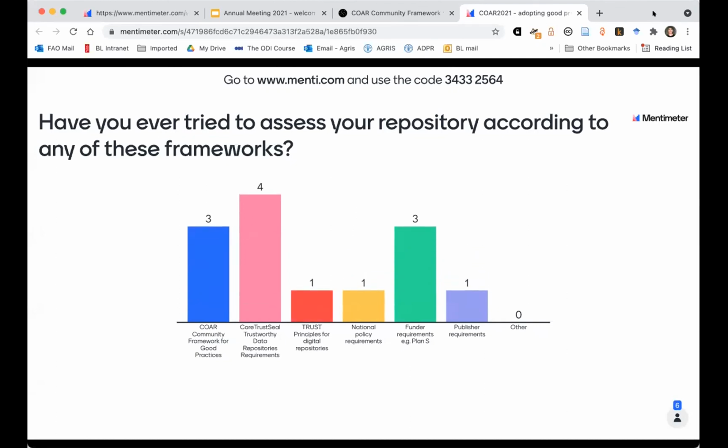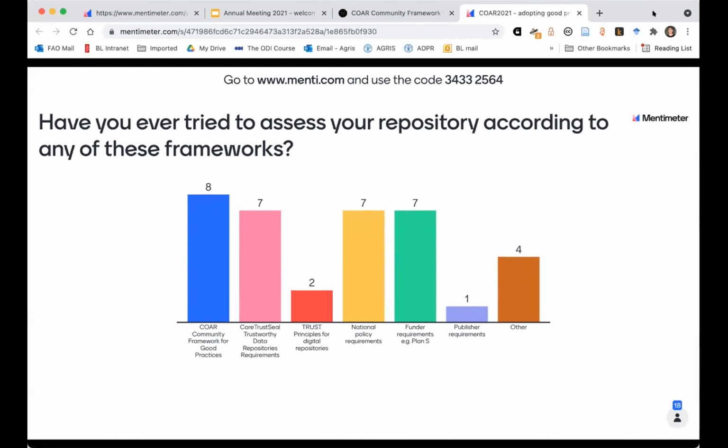Right, the question was, have you ever tried to assess your repository according to any of these frameworks? I know these choices don't cover everything, like Gail actually explained to us in her talk. There are many of them, but we try to say whether you are using or tried the COAR Community Framework, CoreTrustSeal, TRUST Principles. I'm sure there are national policy requirements that affect you, funder requirements, publisher requirements, and there are others. We just want to get some input to see what else we can do. And Caitlin, please feel free to jump in.